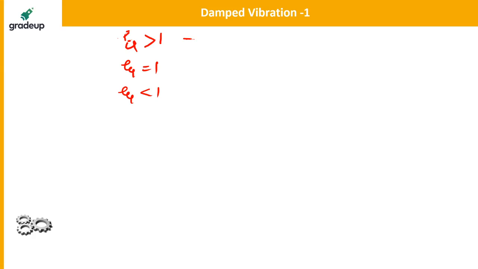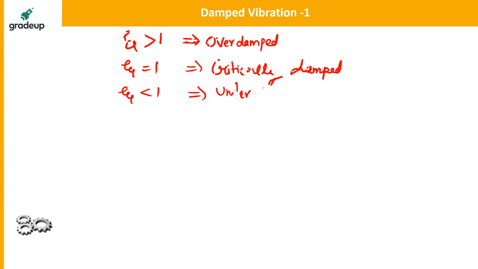Okay, this is called the overdamped condition. And when zeta is equal to 1, it is called the critically damped condition. Okay, fine. And when zeta is less than 1, this is called underdamped. Clear? Underdamped is also known as viscous damping.